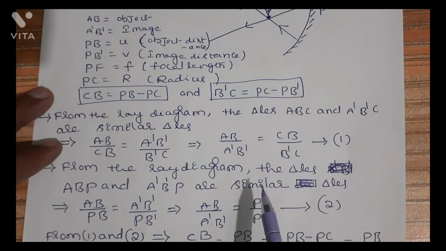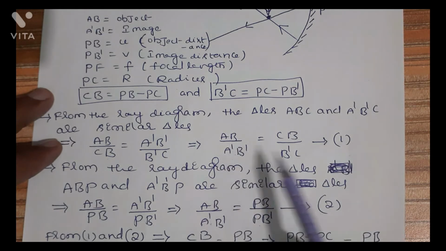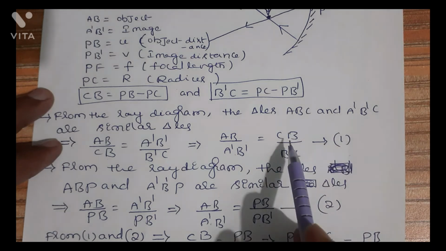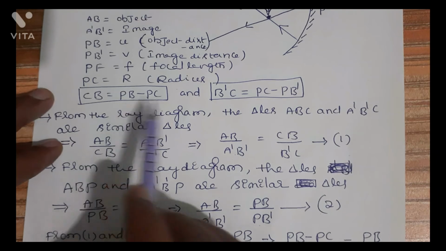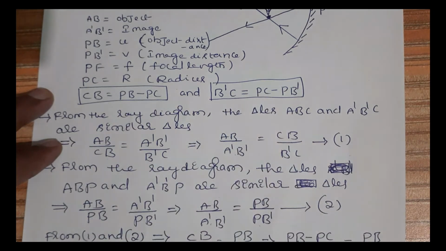Now you can see equation 1 and equation 2. The left side quantities, students, are the same. The left side ratios are equal, so we can compare the right side. From equations 1 and 2 we can write CB by B'C equals PB by PB'. In the beginning, the formulas for CB and B'C were given, so in place of CB and B'C they are substituted, equal to PB by PB'.